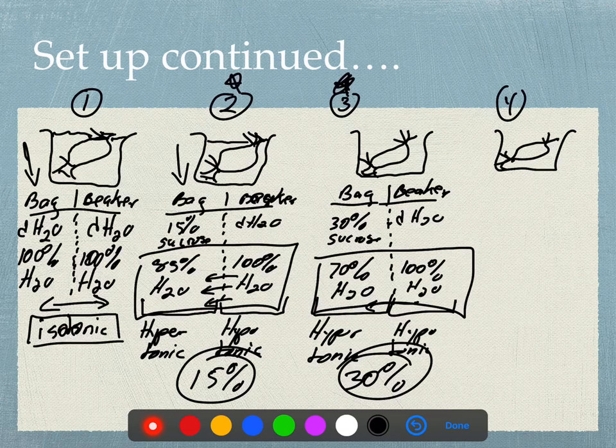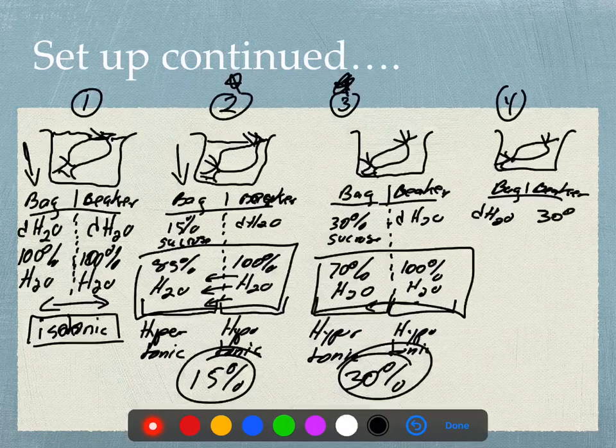Okay, the fourth bag is a little different. The fourth bag has water, H2O. This is deionized water. And this time, the beaker has the 30% sucrose.